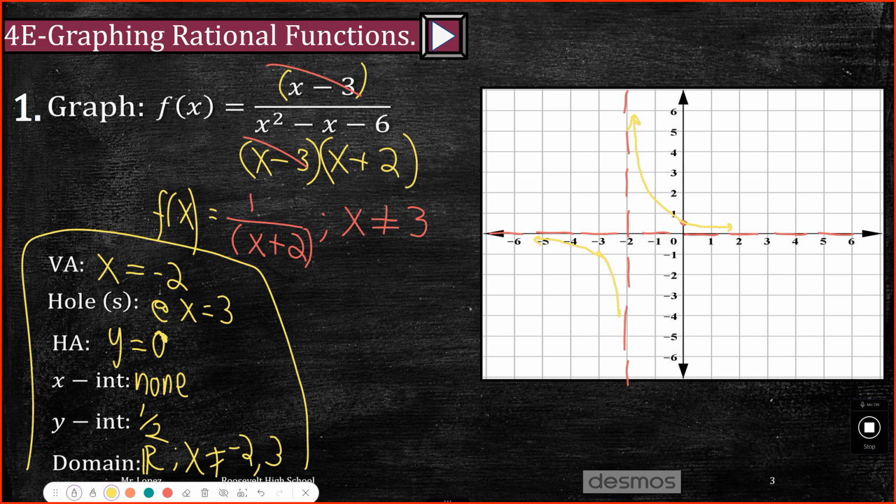It has a hole. Where does it have a hole at? At x equal to what? 3? So it's going to keep going, it's going to keep going, but then it's going to have a hole here.